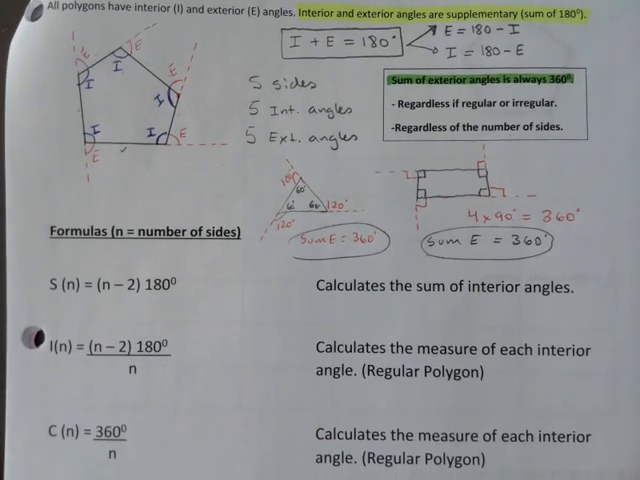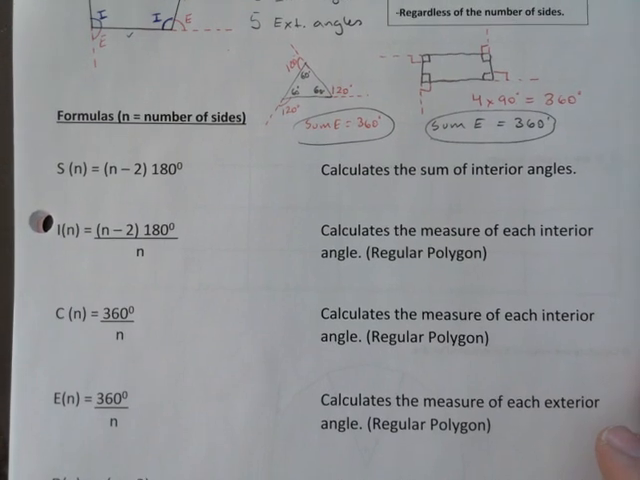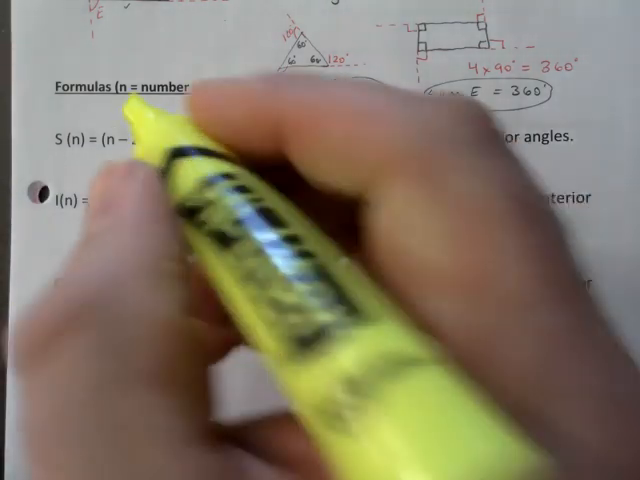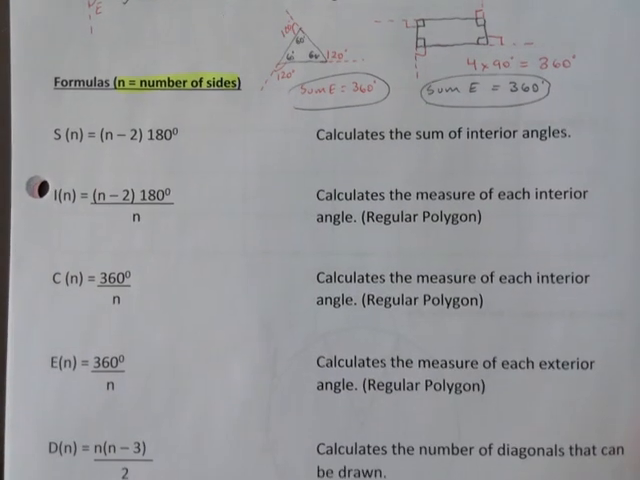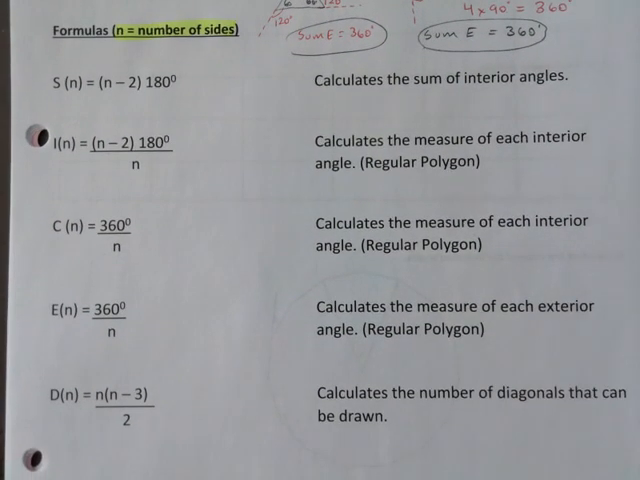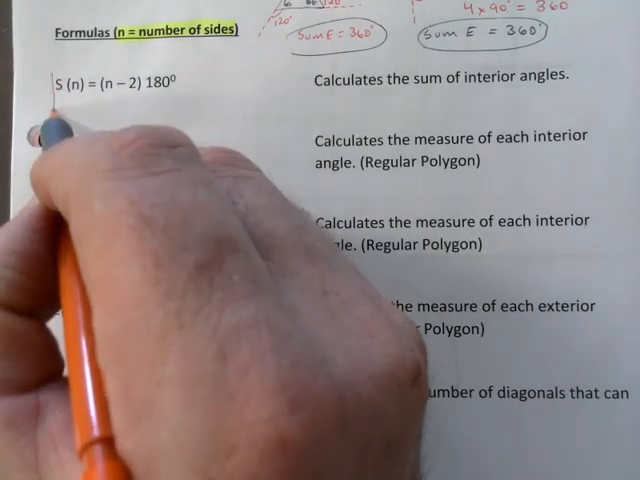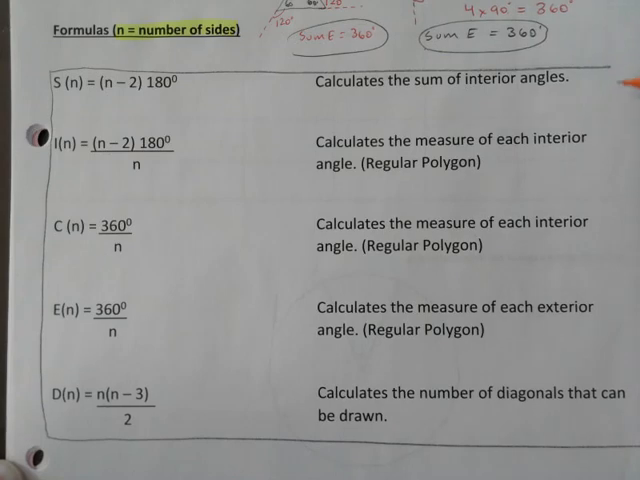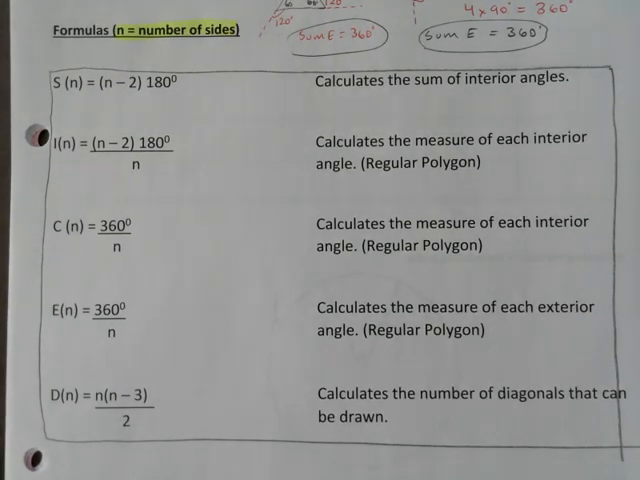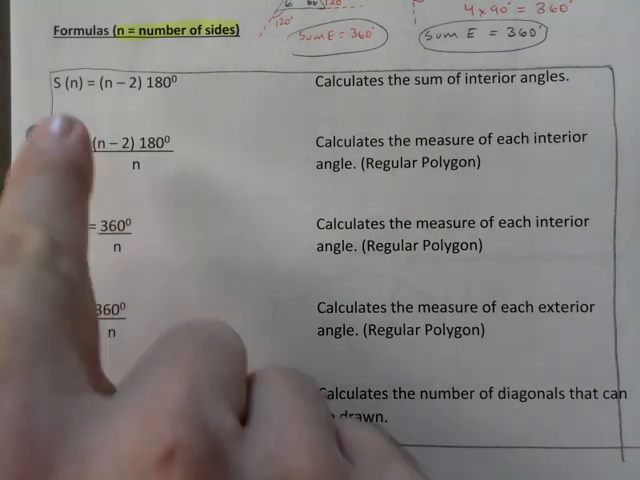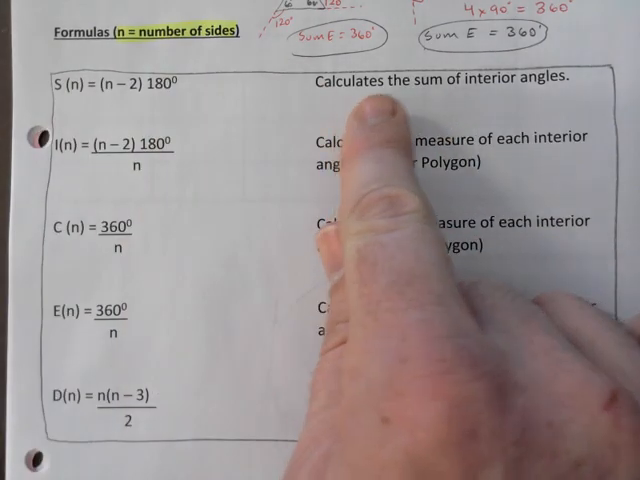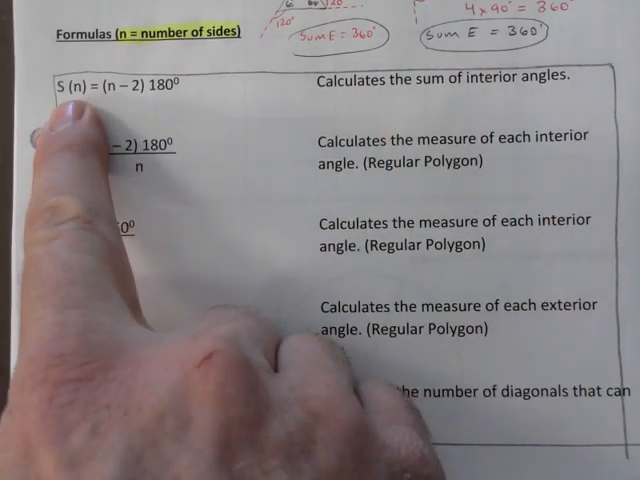Okay, now formulas. Let's keep going here. Formulas, n is the number of sides. Remember that. That's very important. And here are the formulas that I want you to add to your formula sheet. Okay. So I'm going to box this whole thing in. I'm going to add to this or highlight a few things that are important to note. Okay. So, S stands for, watch this, sum, right? S stands for sum. So, if you wanted to know the sum of all interior angles, this is the formula you use.